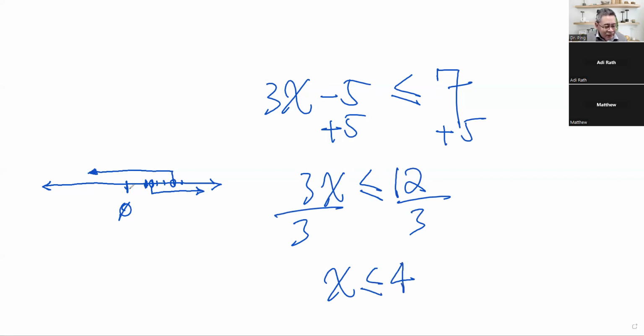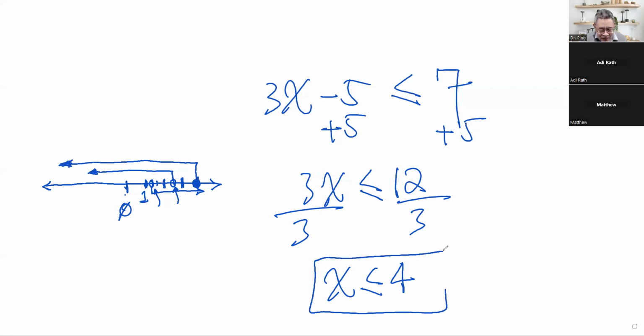So we go find 4. This is 0. This is 1. 0, 1, 2, 3, and 4. But in this case, we're using a solid circle. So like those are just circles. This is a solid circle. If we use a solid circle there, it means x can be equal to 4, and it has to be less than that. So we go to the left-hand side. That's how we draw the solution. That means x can be 4 or any number that is less than 4.